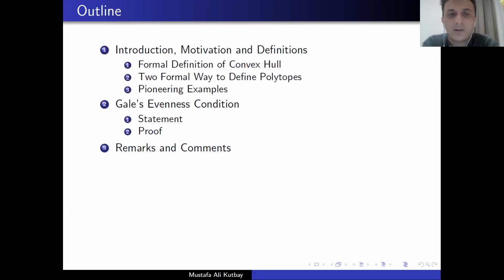I have an outline over here. First, I would like to give you an introduction and motivation for what I will be doing. And because we will deal with convex polytopes, I will give you a couple of definitions about convexity, and I will define polytopes in two different ways, then set up a few examples to make sure you understand how things work over here, and then I will simply state my theorem and then prove it and draw some conclusions from it.